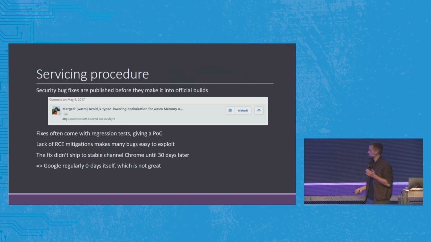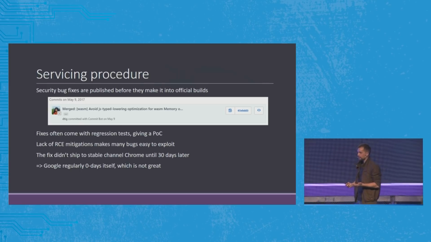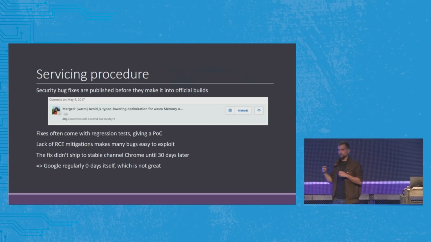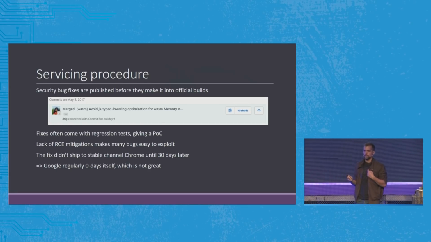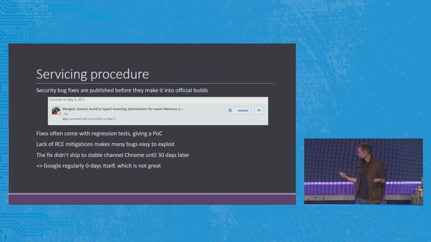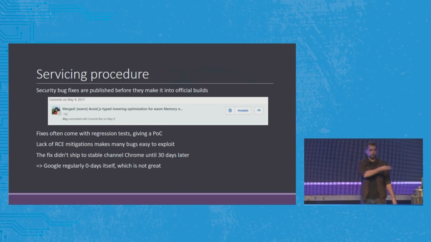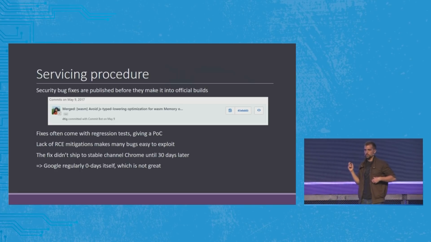And that wouldn't be an issue. Open source is great, unless you publish that fix on GitHub a whole month before actually shipping the fix to the stable channel of Chrome. It's problematic because there being no RC mitigations in Chrome basically means that you have a POC, within a day you're going to be able to get code execution, and all of a sudden you're able to steal data like I was just demoing, without much work to be done.